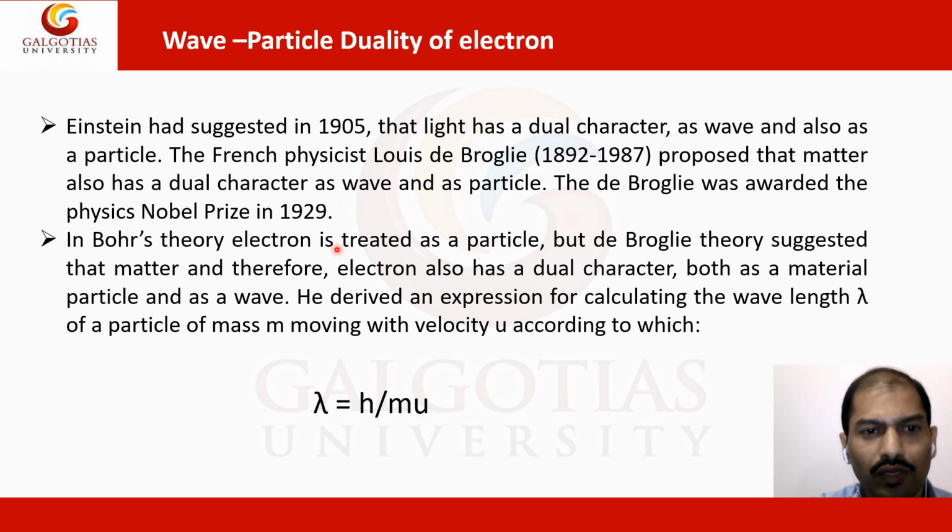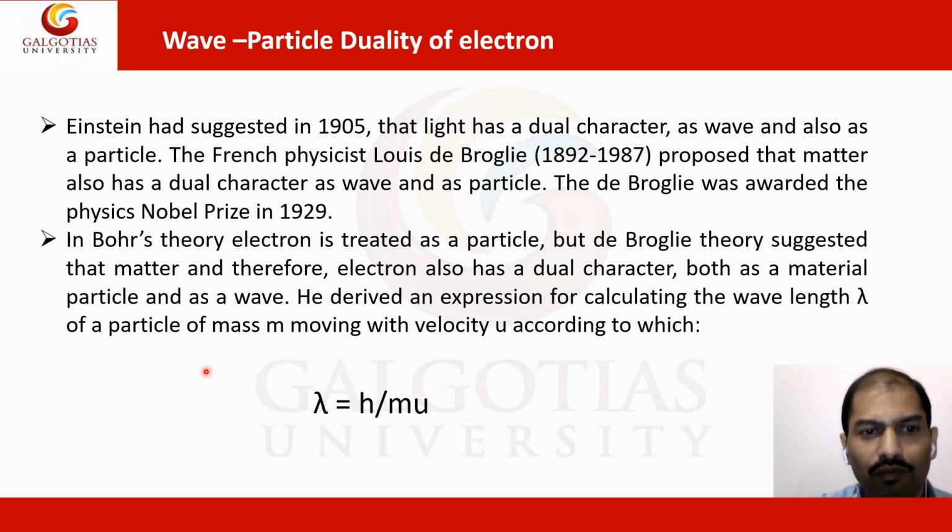In Bohr theory, the electron is treated as a particle, but de Broglie theory suggested that matter, and therefore the electron, also has a dual nature or dual character. Here the meaning of dual, as we already discussed, is particle as well as wave-like nature. So matter has both particle and wave character. He derived an expression for calculating the wavelength.